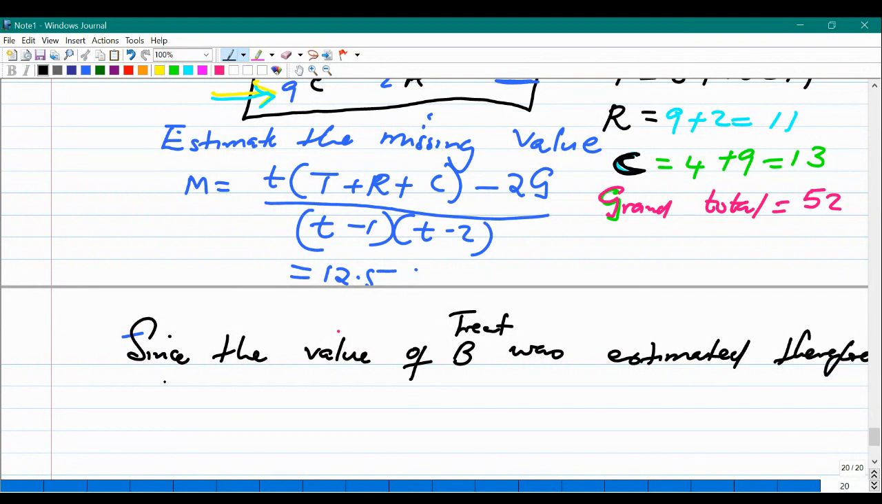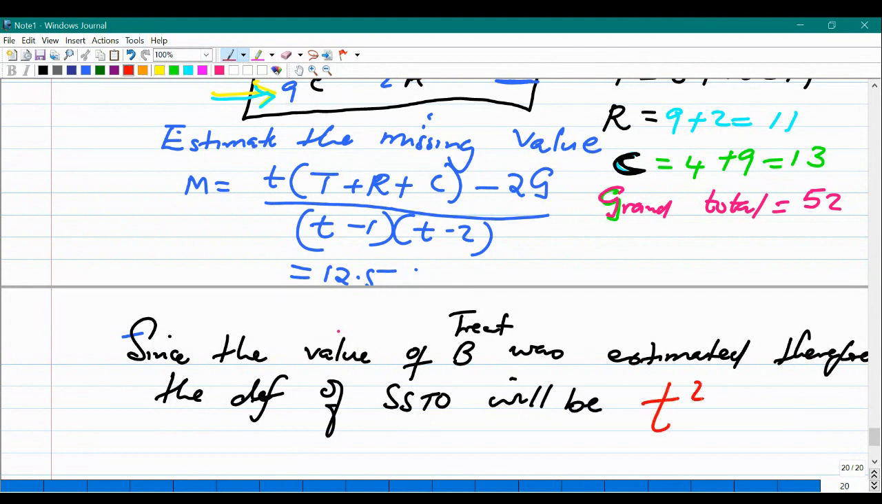therefore the degrees of freedom of SSTO will be, maybe let me use a different color. This one is very, very important. T squared minus 2. Is it clear, guys?